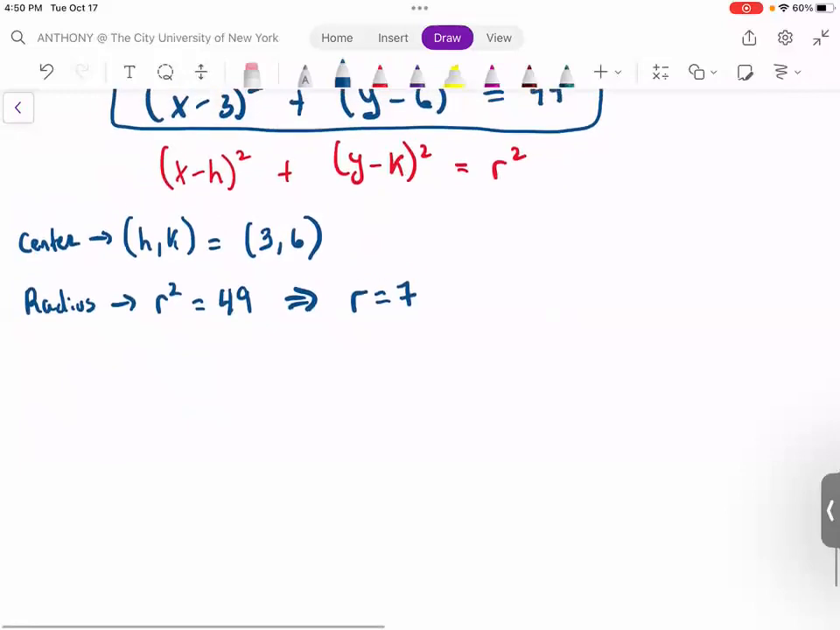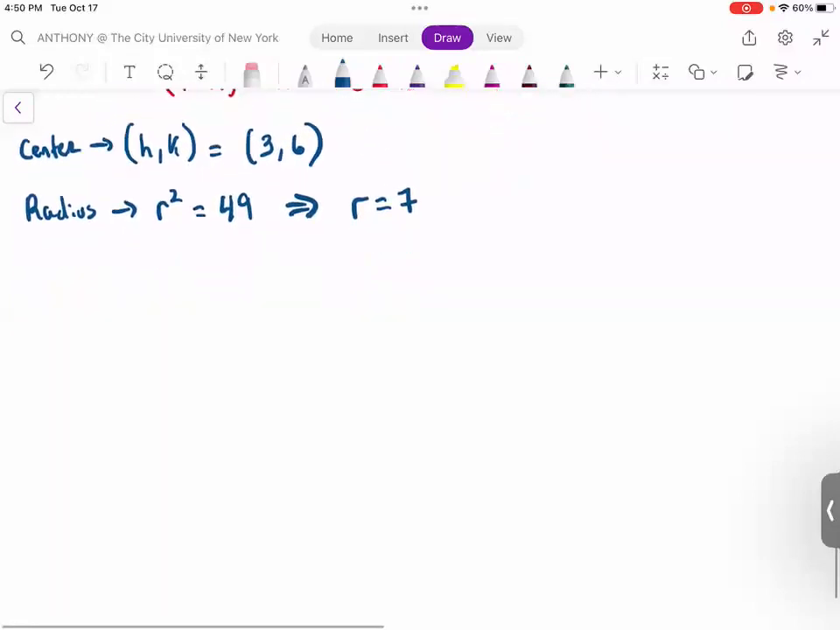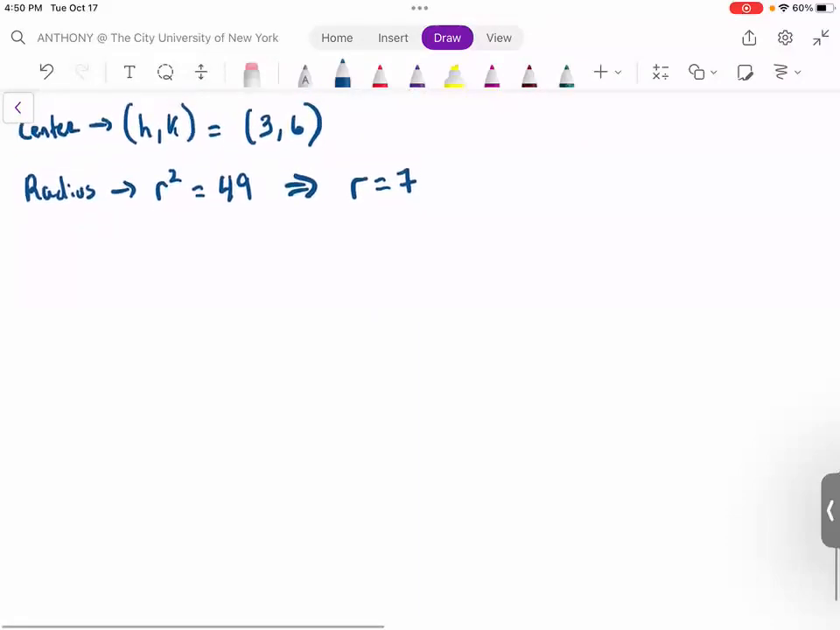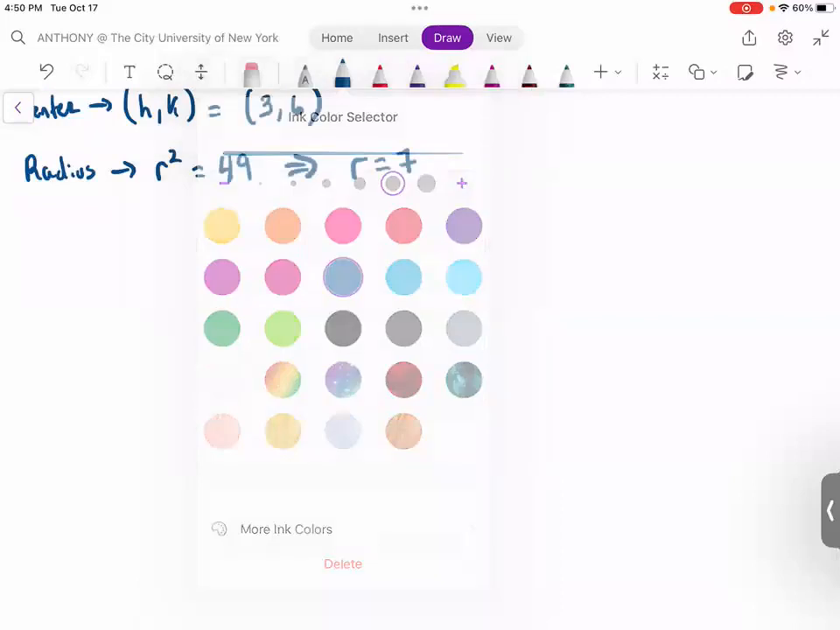So let's write out our quick sketch. Oh, sorry. Why is it not writing now? There we go.